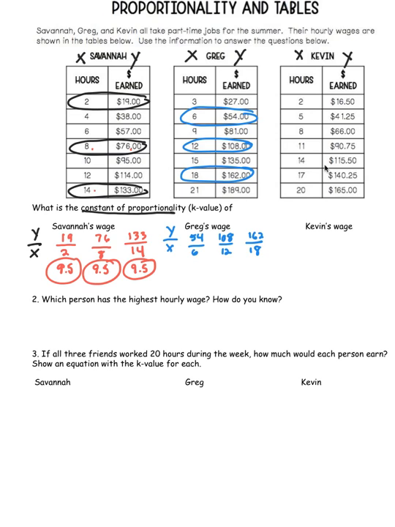Again, I'd like you to pause the video and let's find out what the constant of proportionality is for Greg's wage. Hopefully, for Greg's wage, every time you divided the Y by its matching X value, you had 9. So this time for Kevin's table, I'm going to ask you to pause, and you're going to pick any three pairs you want. The pairs that I choose might be different, but hopefully we'll all have the same constant of proportionality.